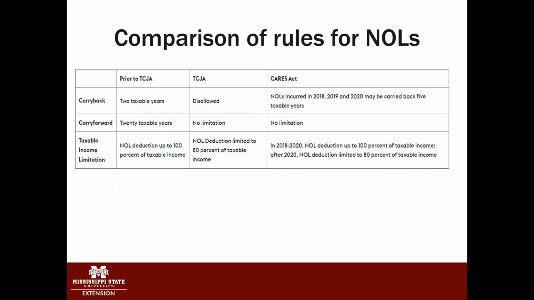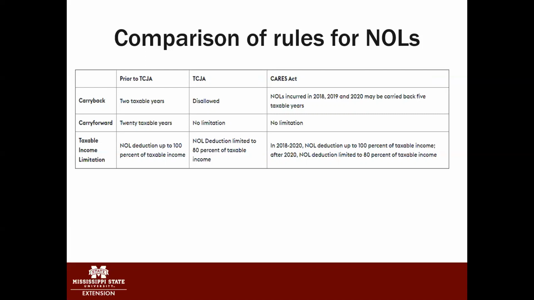You can see here comparisons of the rules for net operating losses, both prior to the TCJA, during, and then with the CARES Act. The carry forwards prior to the TCJA were 20 years. Now they're unlimited, and that's going to stay in effect at least until the Tax Cuts and Jobs Act expires, and that would be, I believe, in 2026.